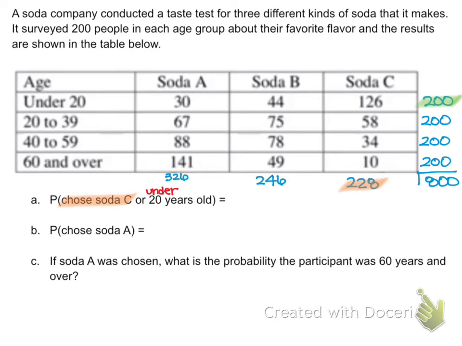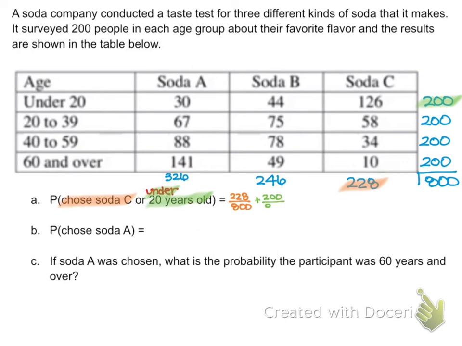Okay, so on the first question, I went through and did some highlighting on this. Plus, we need to specify a little bit more about, let's do under 20 years old. So probability of choosing soda C, that's the orange. That's going to be the 228 out of 800. And then we're going to add the under part. So that's going to give us 20 out of 800.